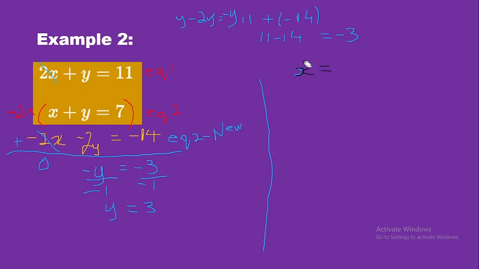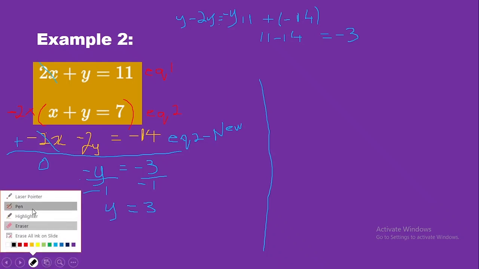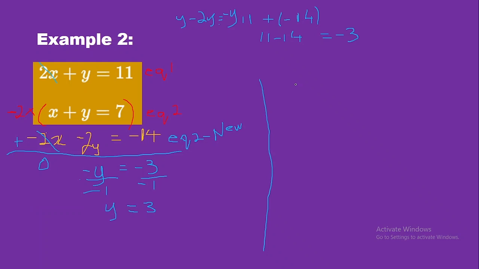So what we're gonna write right there, we're just gonna write equation 2 over here. So this is gonna be x plus y is equal to 7. So this is our equation 2 right here from our original equation.